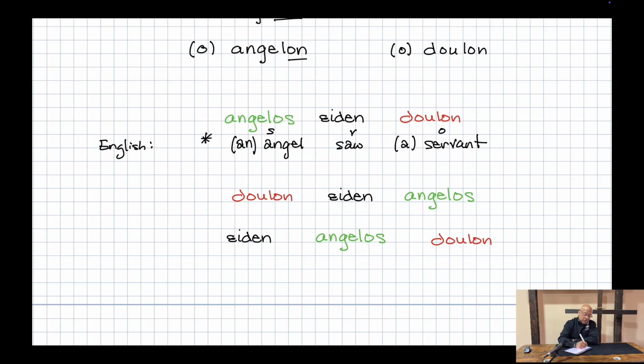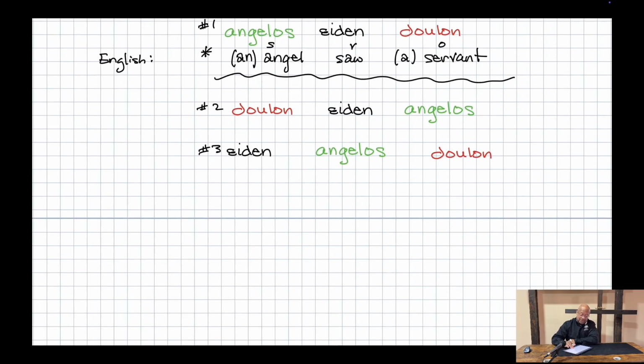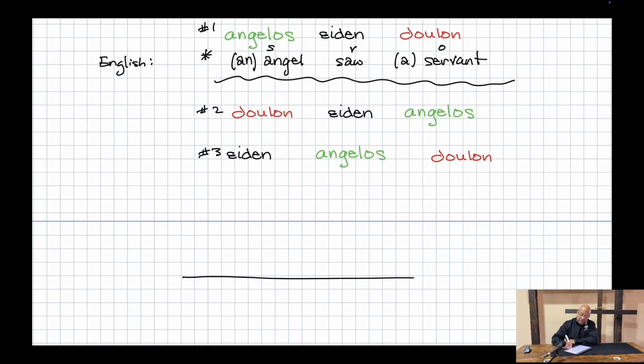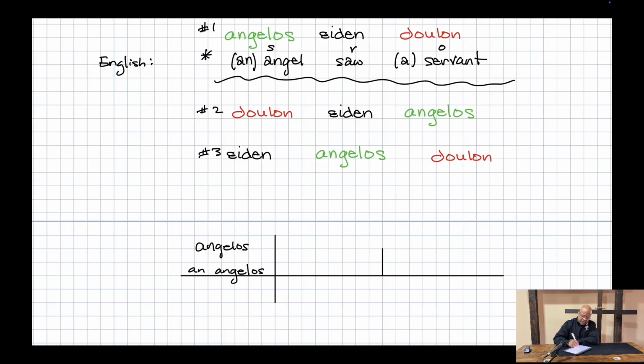So in Greek, I've got three options here. Sentence 1, sentence 2, or sentence 3. But all of these will still give me this English translation, which if we went to diagram this again, subject, verb, object, using our grammatical diagramming scheme, we would have angelos, and that is an angel. Greek doesn't have a word for a or an, that's why I'm having to add this here. And then our verb would be eiden.